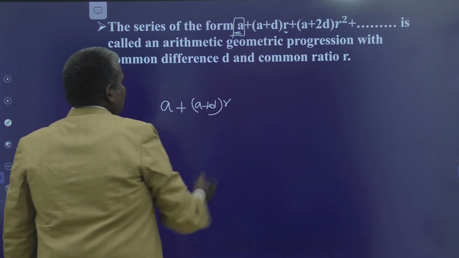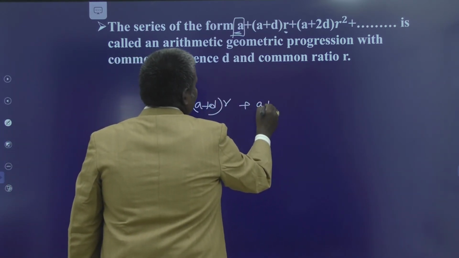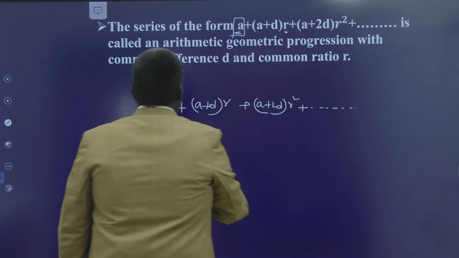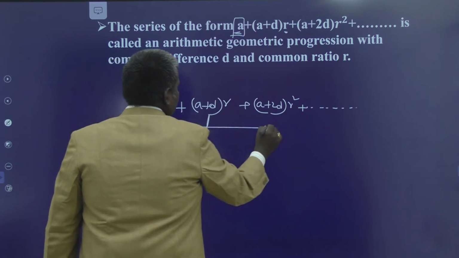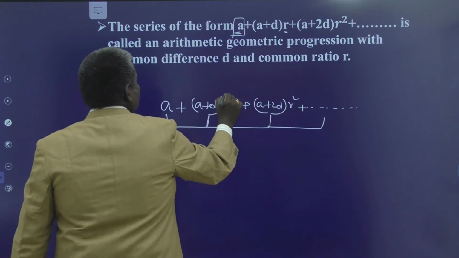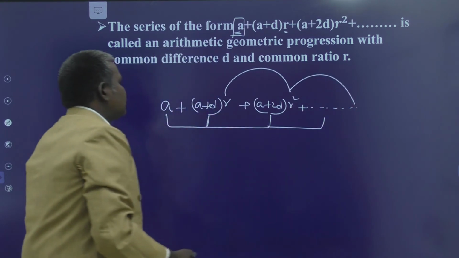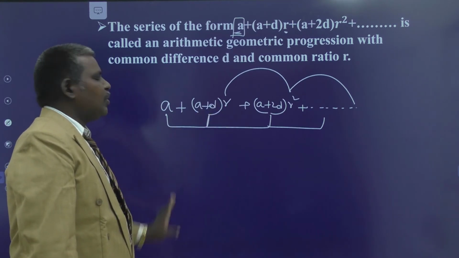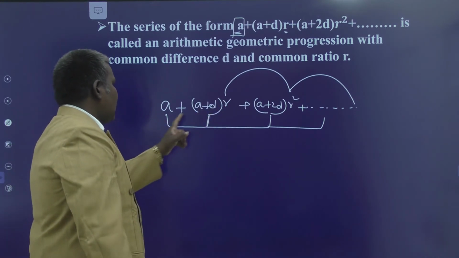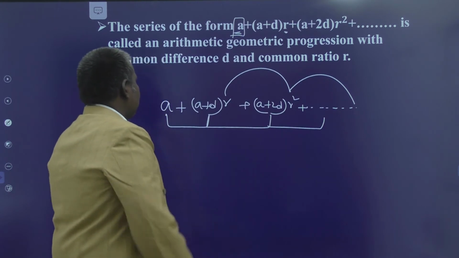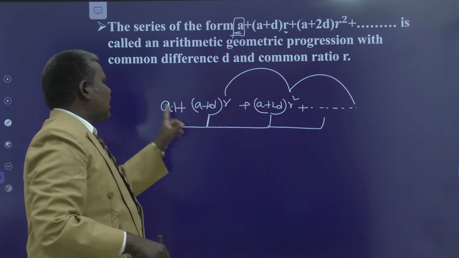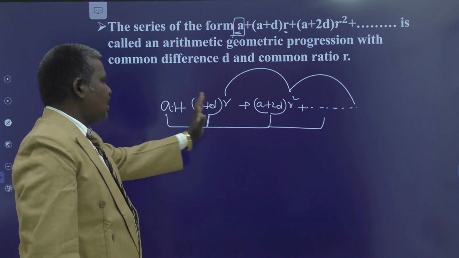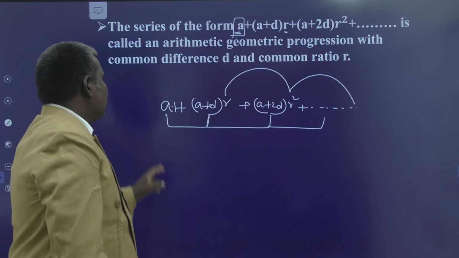A plus D into R, this is the series. A plus D into R plus A plus 2D times R square plus and so on. So the first terms maintain the arithmetic progression and the second terms maintain geometric progression. That is why it is called arithmetic geometric progression with common ratio R, common difference D. This must and should be 1. The first term of the geometric series must and should be 1, then R, R square, R cube and so on.